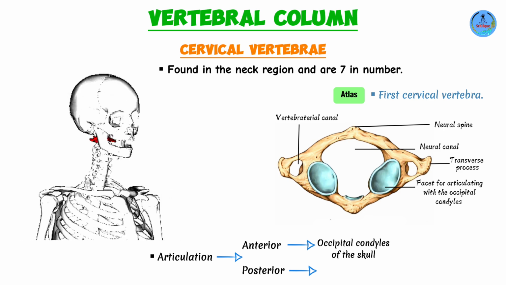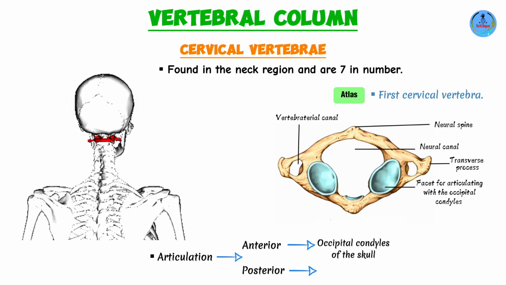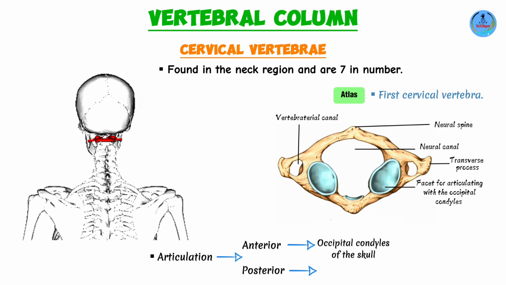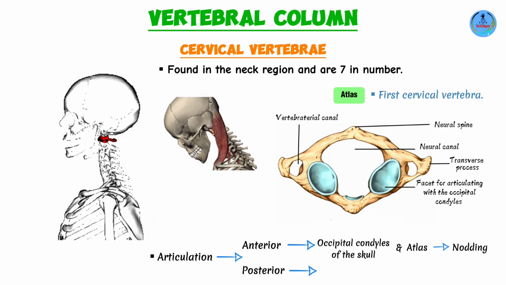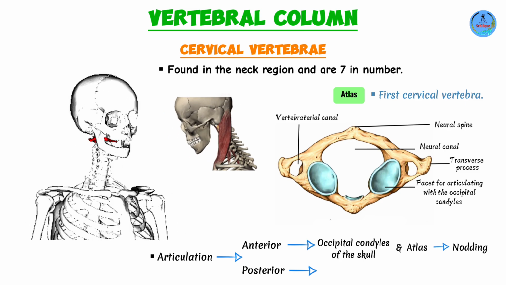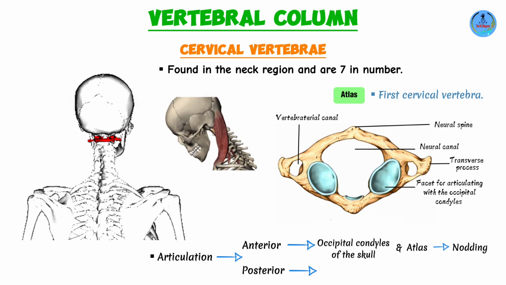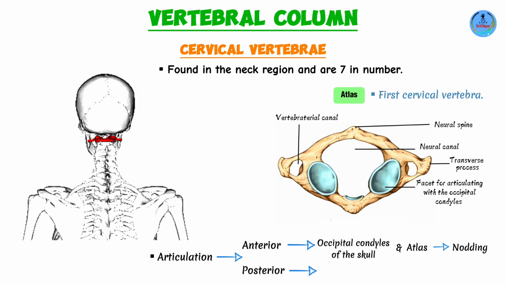Now, when you talk about bones, bones join with one another at a certain point. So when a bone joins with another, this is what is termed as articulation. This, of course, results in the formation of a joint. So in this case, the occipital condyles articulate with the facets of the atlas to form a joint, and this joint is very, very important because it allows us to nod our head. Okay? Now, this joint is present at the anterior of the atlas.